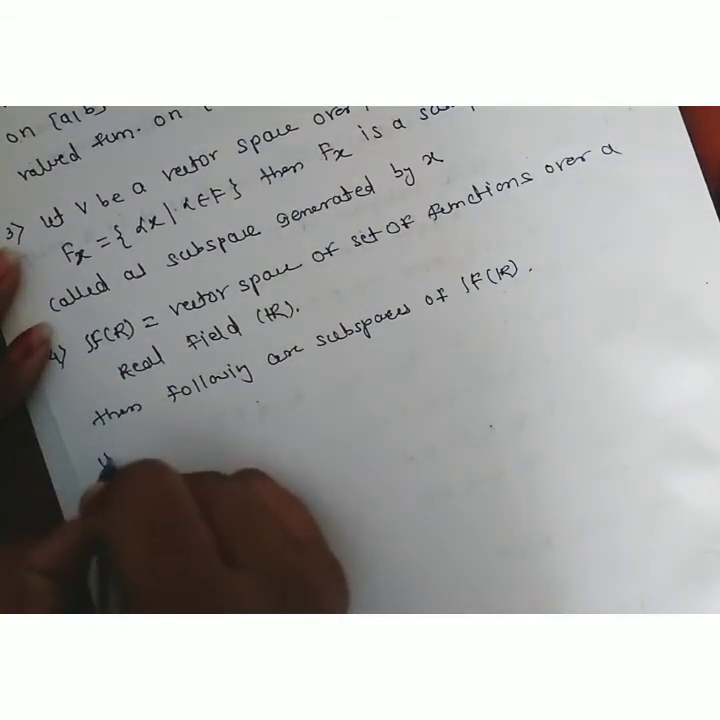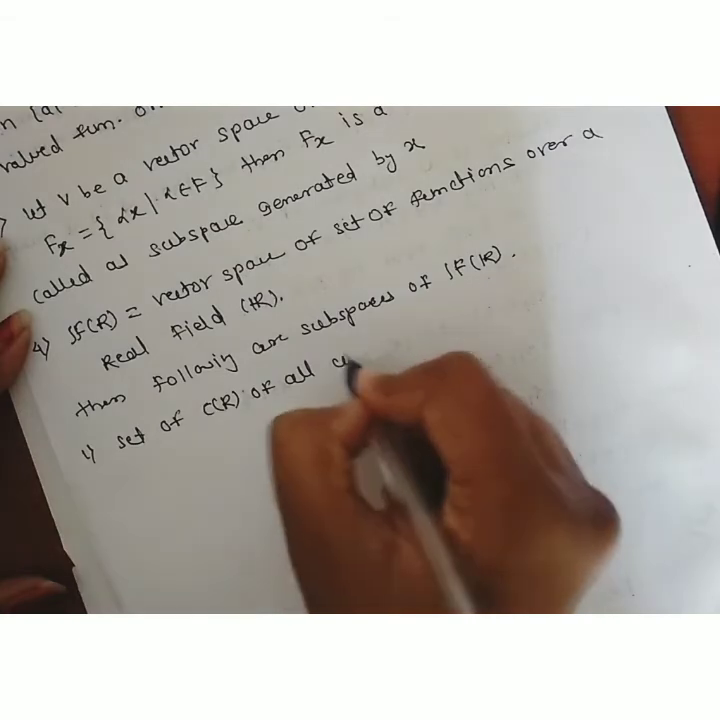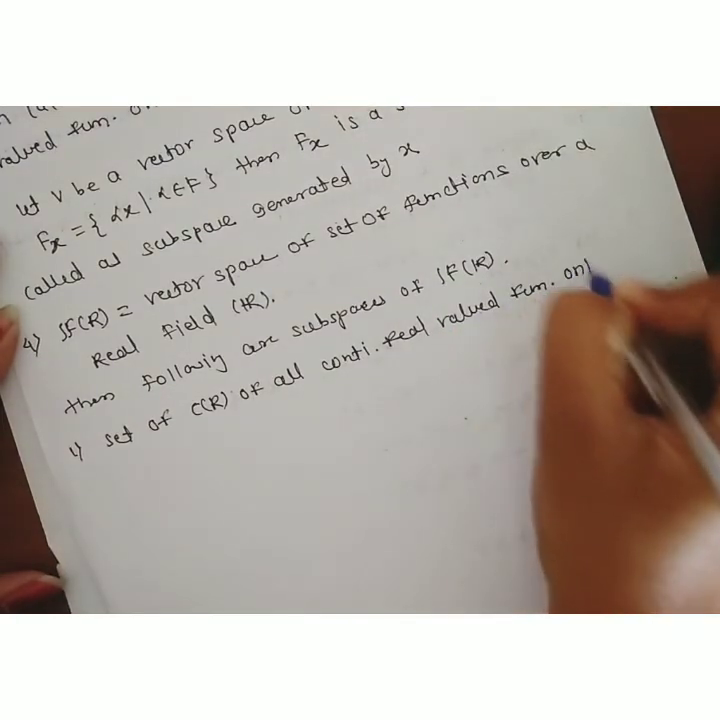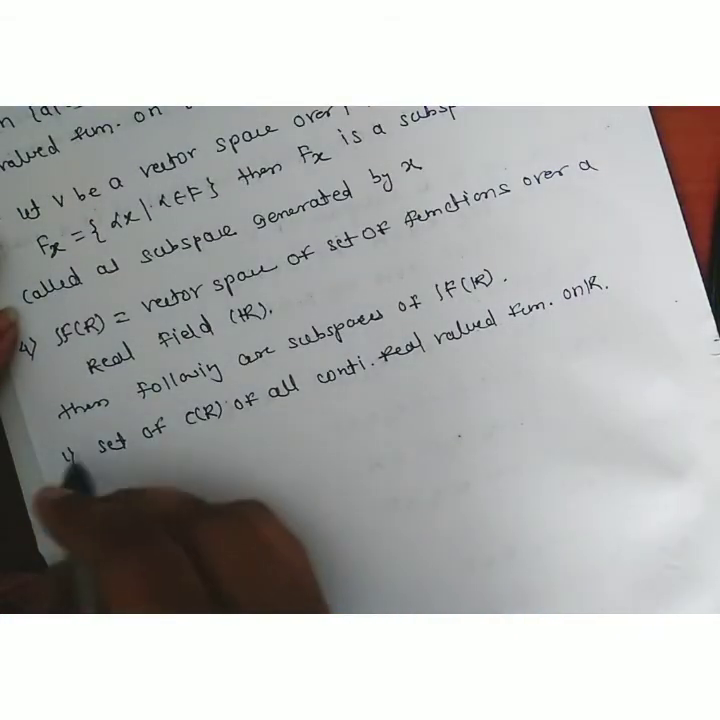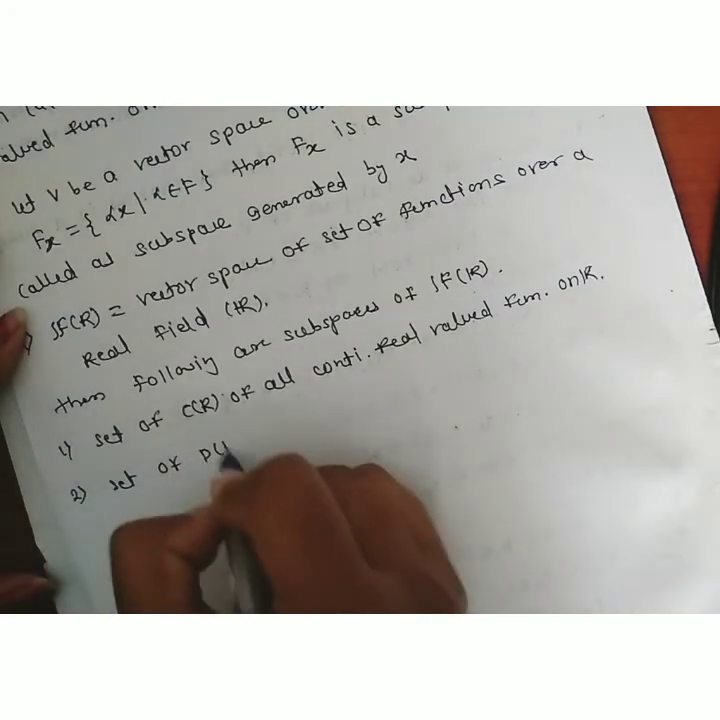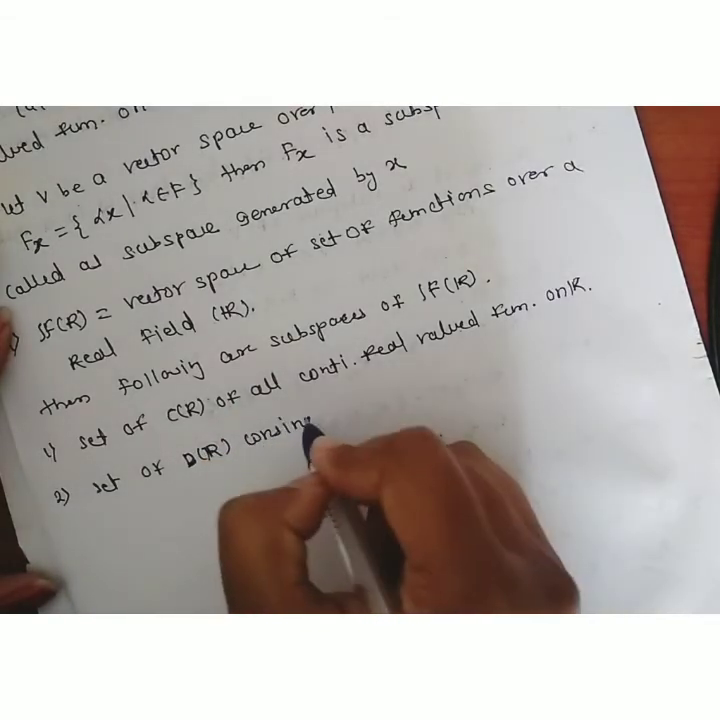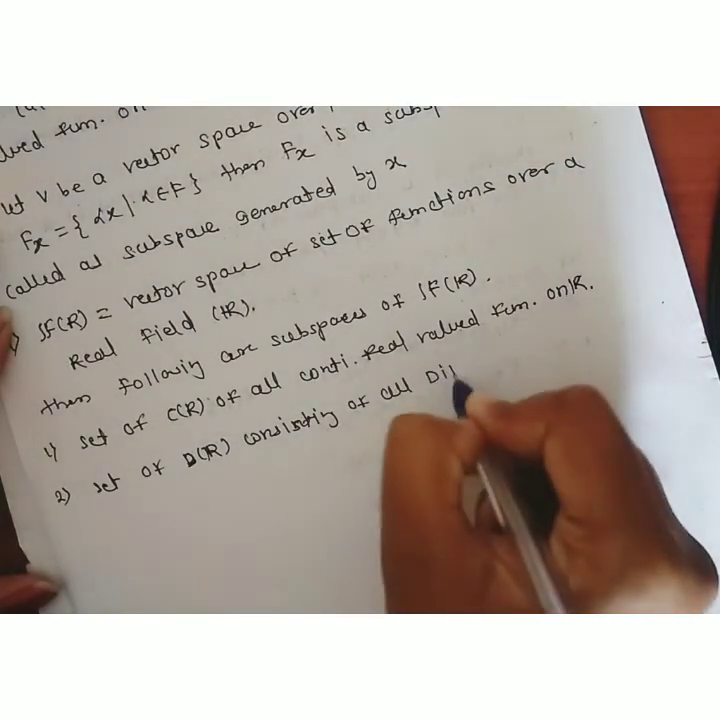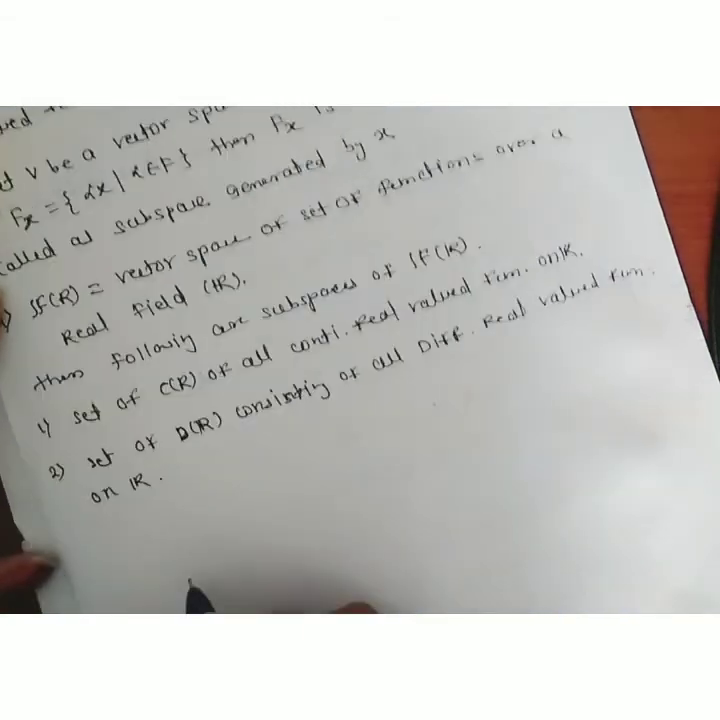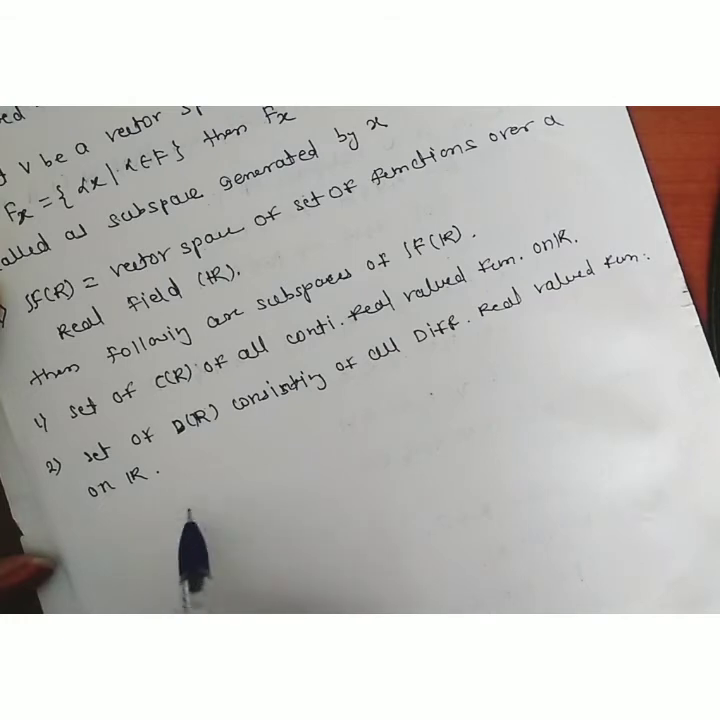Which are the subspaces? The first is the set C over R of all continuous real valued functions on R. This is the first example of the subspaces of F over R. Then the set D over R consists of all differentiable real valued functions on R. This is again a subspace of F over R.